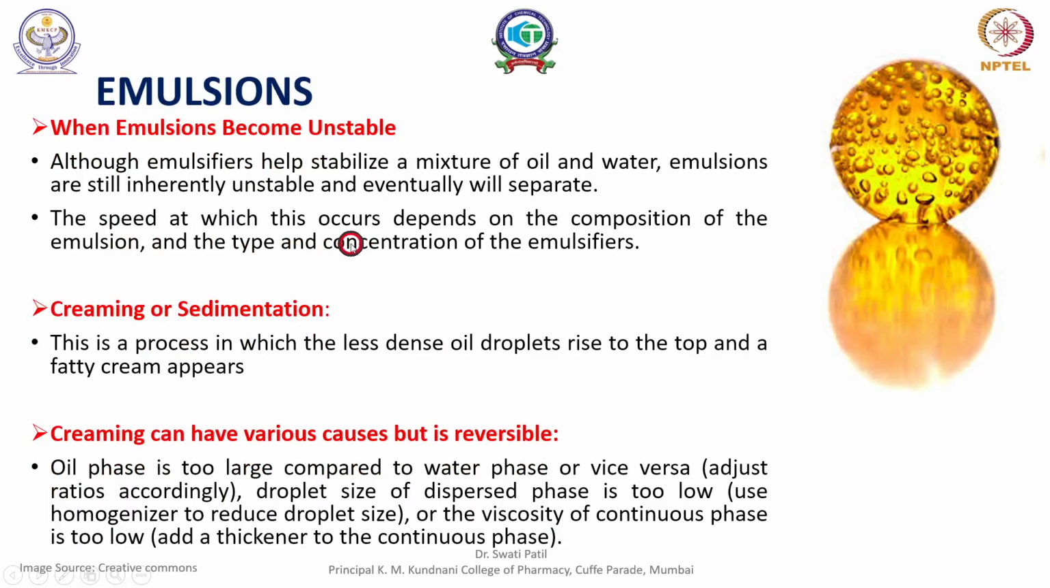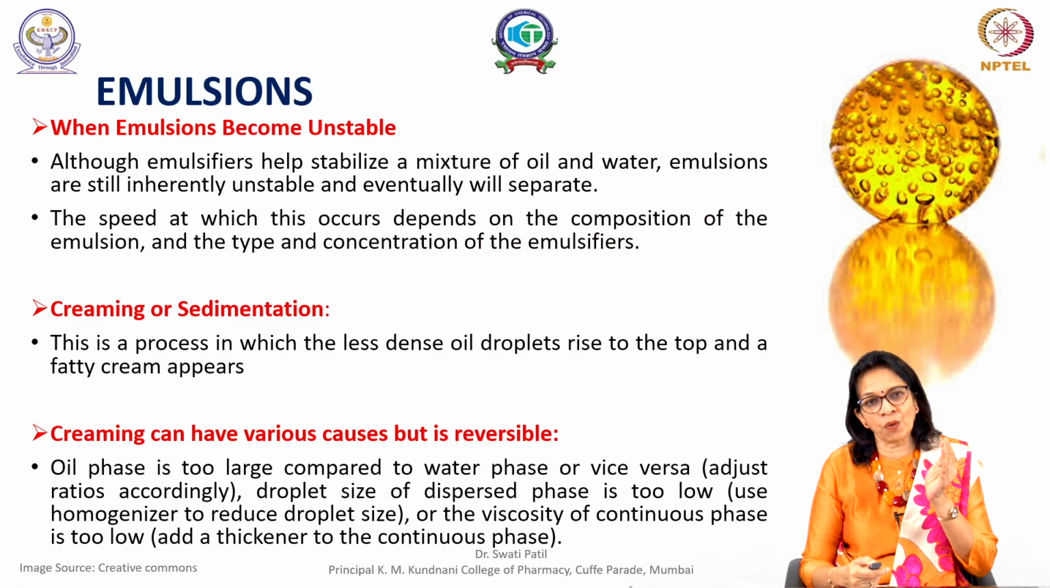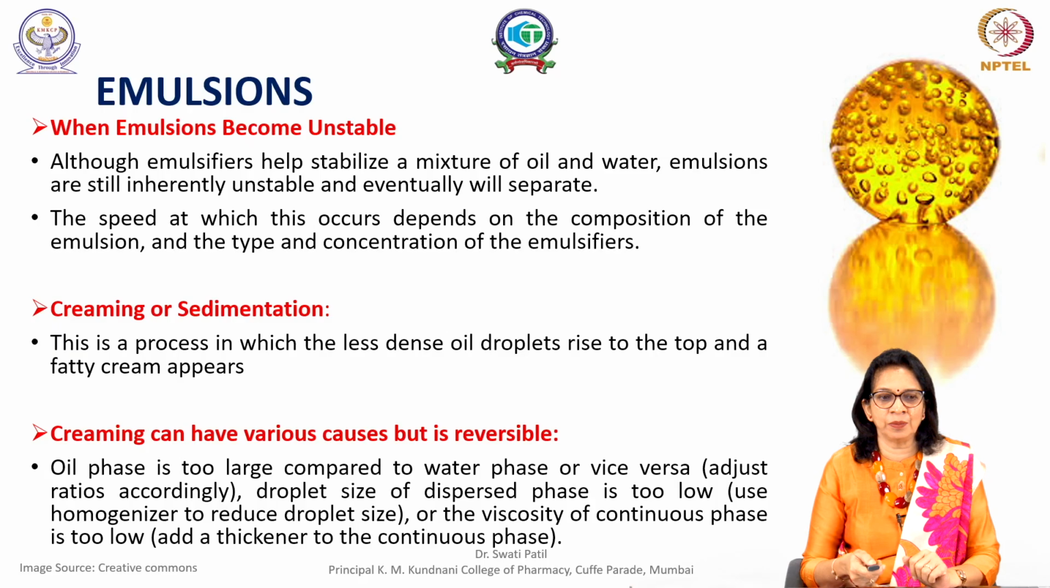When emulsions become unstable, stabilizers may be used to stabilize them. The speed at which this occurs depends on the composition of the emulsion and the type of concentration. So, if you have a large amount of oil mixed in a water base, and you are not going to use any emulsifying agents or stabilizers, most of the time our herbal extracts act as emulsifiers, or they act as a colloid between two phases. But if that does not happen, then your final preparation is highly unstable.